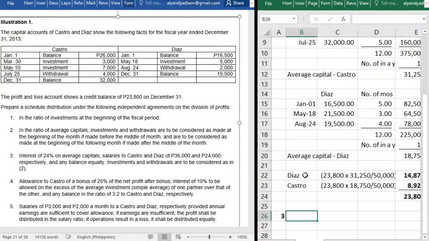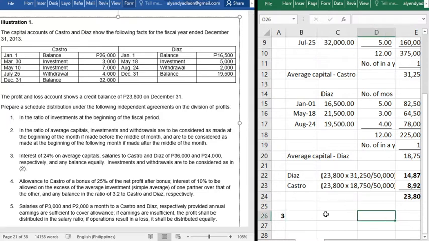For number 3, interest of 24% on average capital, salaries to Castro and Diaz 36 and 24 respectively, and any balance equally, investments and withdrawals are to be considered as in number 2. Alright, now let us compute. This time, there is already interest, there are already salaries, and the balance must be divided equally. Now, how are we gonna compute that?